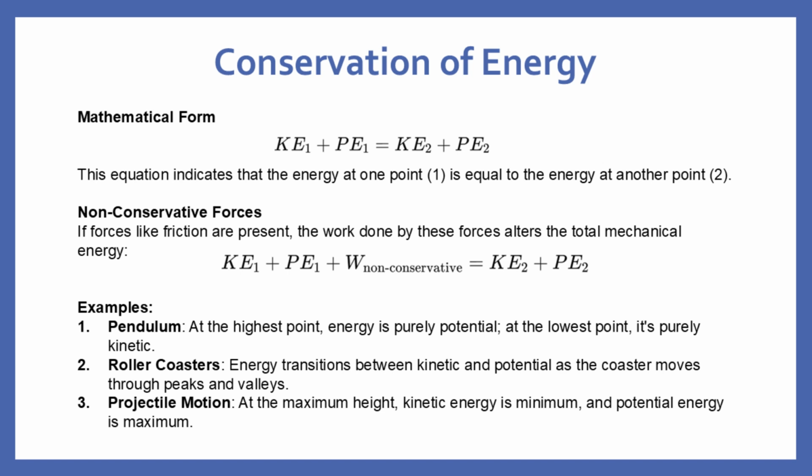For instance, in a pendulum, energy shifts between potential at its highest point and kinetic at its lowest point. Similarly, in a roller coaster, energy constantly transforms between potential and kinetic as it moves through peaks and valleys. When forces like friction are present, they do work that alters the total mechanical energy. By understanding these principles, we can analyze and predict the behavior of various mechanical systems.